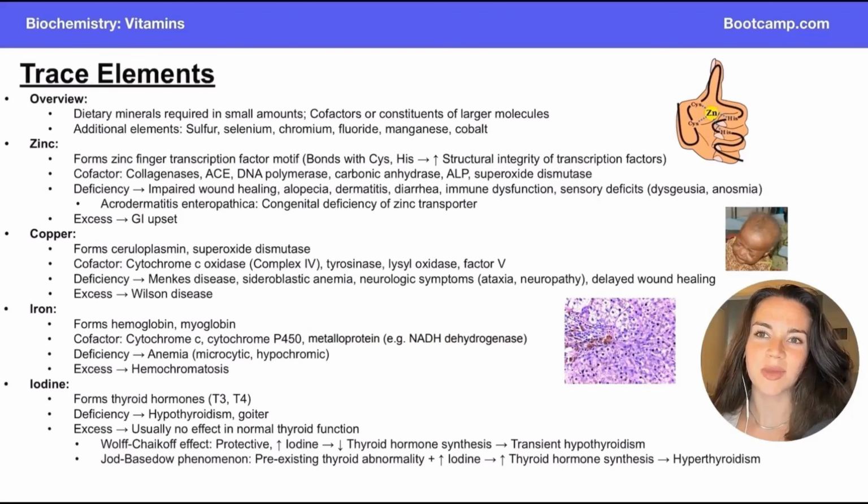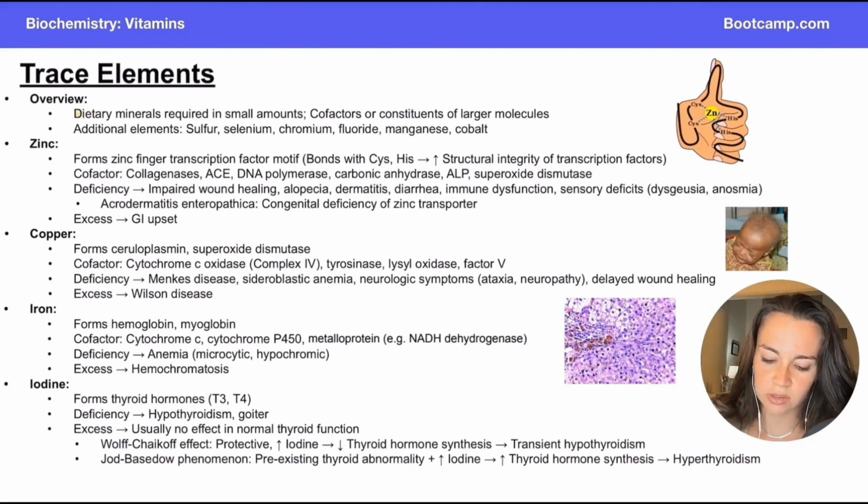Hi everyone, my name is Paige, and thank you so much for joining me for our lesson on trace elements. So while this is a chapter on vitamins, and technically trace elements are not vitamins, they are in fact minerals, I didn't really know where else to put this video, so we're going to talk about them here. These trace elements are dietary minerals that are required in small amounts. We need them because of their function as cofactors or else as constituents of larger molecules.